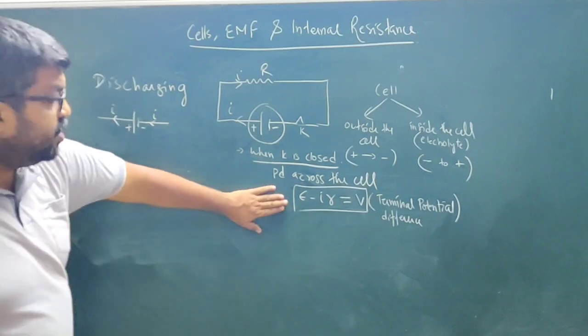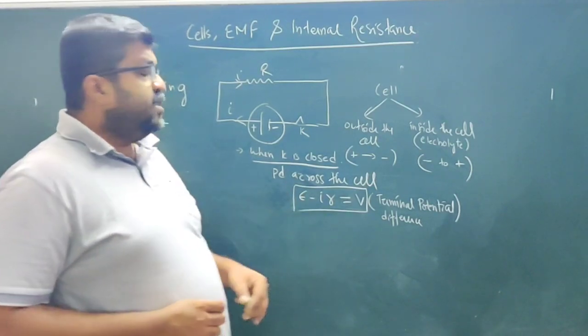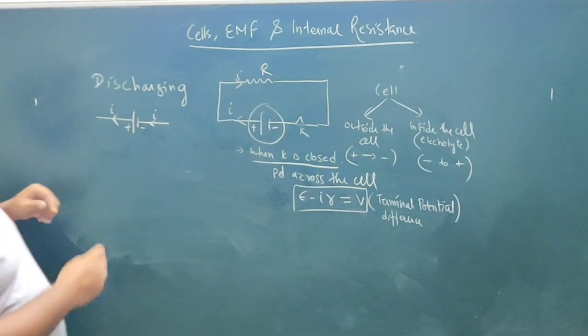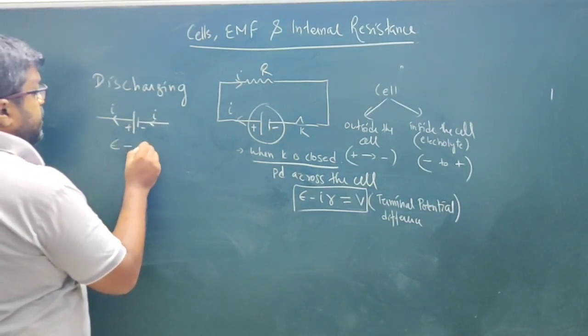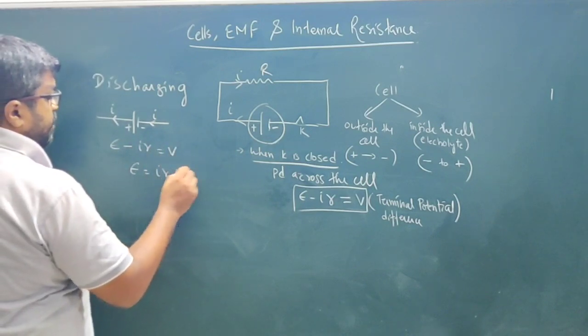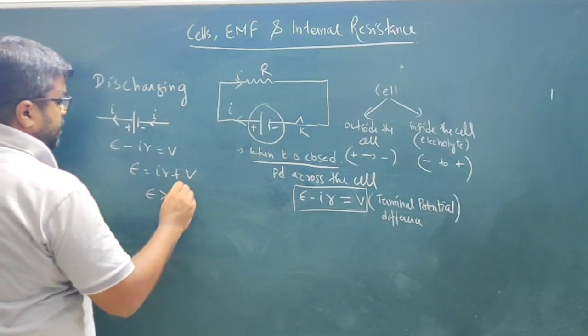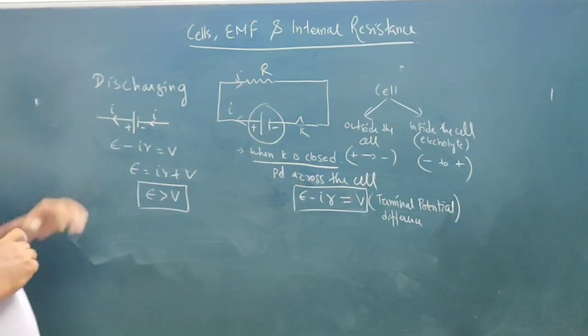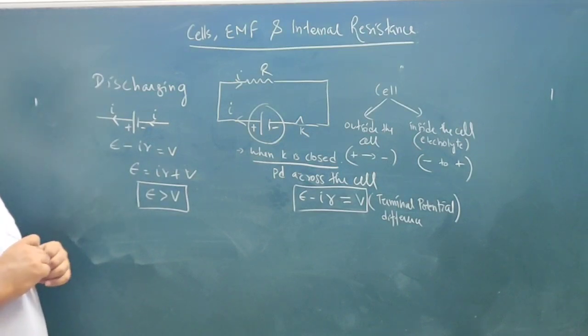So this relation we have written here, E minus IR equal to V, is the equation for discharging. E minus IR is equal to V, so E equals IR plus V. That means EMF is greater than terminal potential difference. EMF is greater than terminal potential difference. This is for discharging.